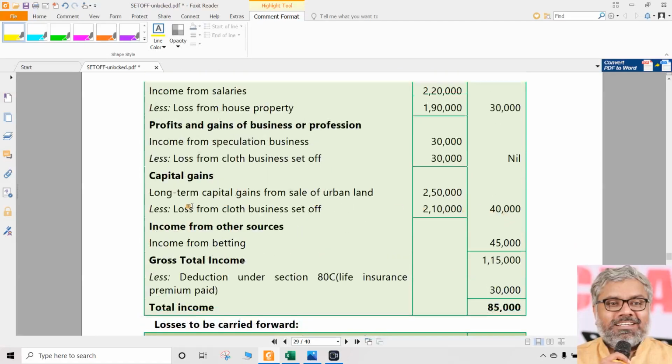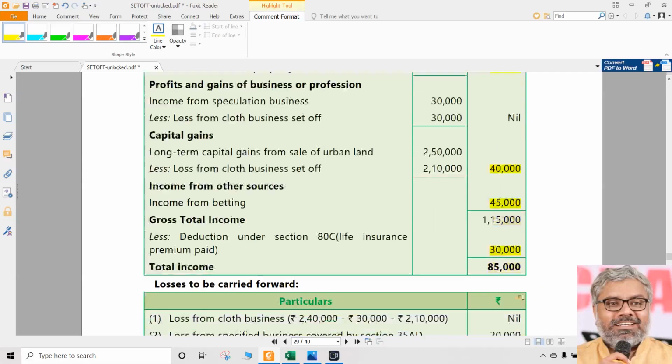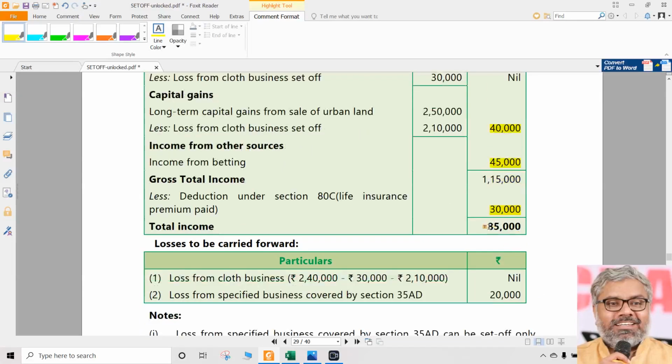Why? Because the long-term capital gain, whatever it is, is not eligible for Section 80 deductions. Same way, income from betting, that is casual income, is also not eligible for Section 80 deductions. So what is eligible for 80 deductions in this case? Only to the extent of whatever is remaining in the income from salaries. So the deduction here can be allowed only up to 30,000. So that is why the total income is 85,000.